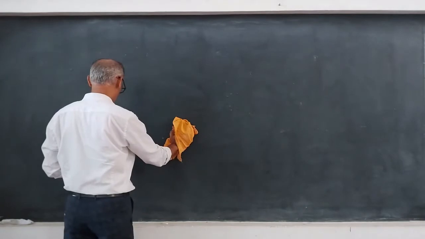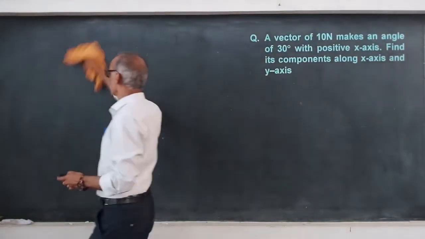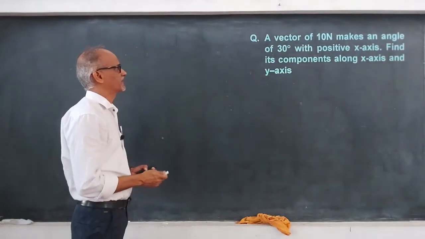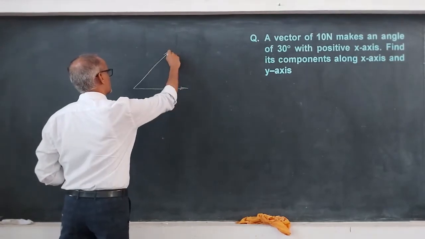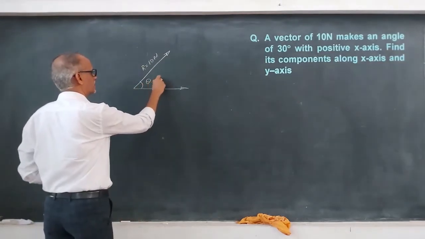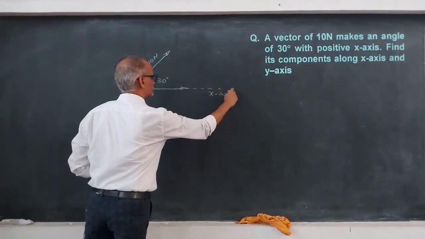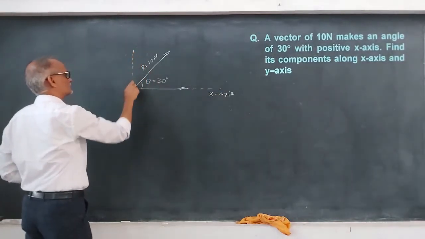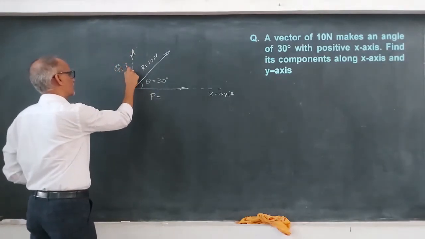So, let us try a numerical based on this, then you will understand this topic. Go through it. A vector of 10 Newton makes an angle of 30 degrees with the positive x axis. So, this is the vector of 10 Newton, I will write it as R. It makes an angle theta, given as 30 degrees, with the positive x axis. Find its components along the x axis and y axis. So, we have to find the value of P and the value of Q. That is the question.